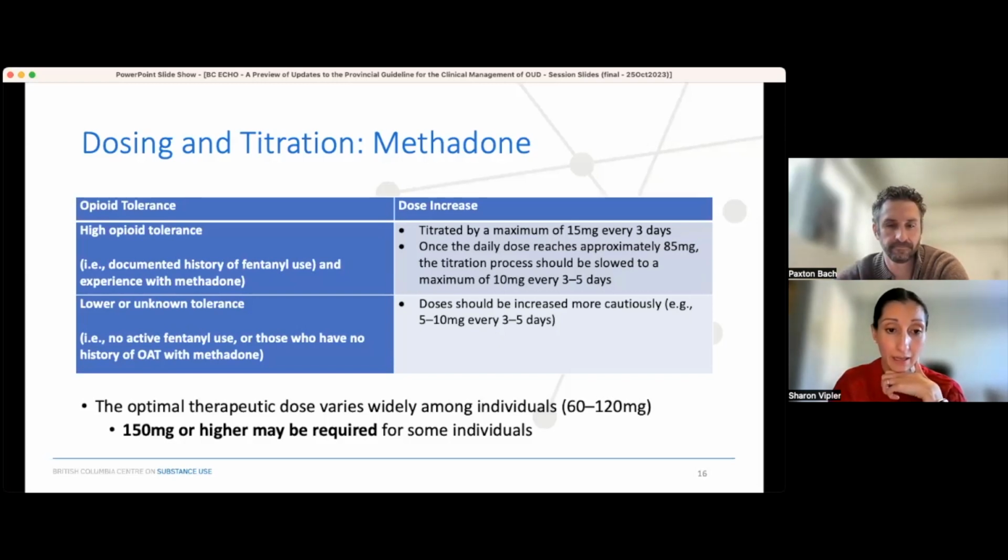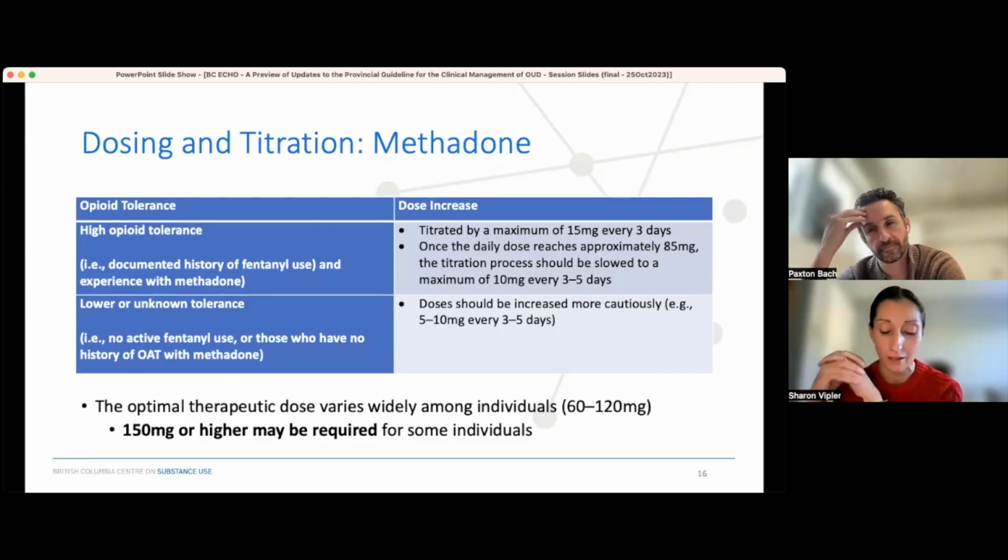If there is a concern about individuals' tolerance level, or there's known lower tolerance, you don't want to be on the higher end or more aggressive end of up titration. Around 85 milligrams a day, we would recommend slowing it down to a maximum of 10 milligrams every 3 to 5 days. So that more assertive up titration by 15 milligrams is really in that initial stage.